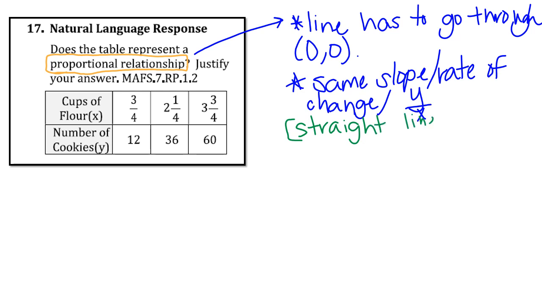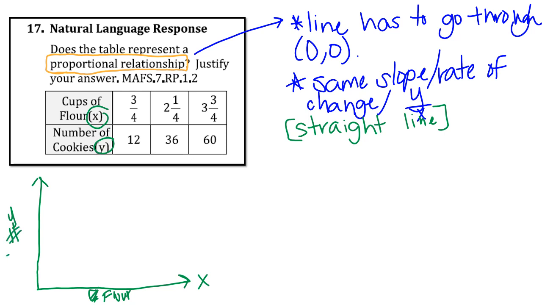So you're looking to see, is my graph a straight line? And does it go through 0, 0? Well, when we're given a table, it's a little hard to tell. We don't know if it goes through 0, 0. We could graph this and we could see. It tells us which ones are our x and our y. So we could say, okay, I'm going to make a graph. And I'm going to make my x be my cups of flour. Oops, flour. And I'm just copying what it says here. My y is my number of cookies.